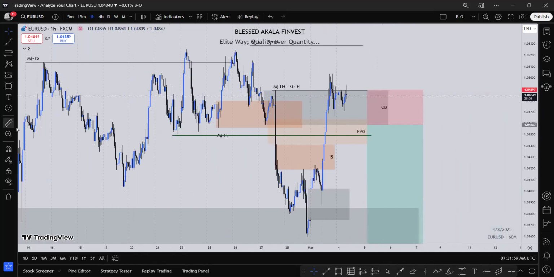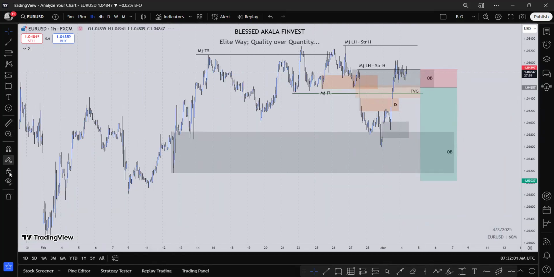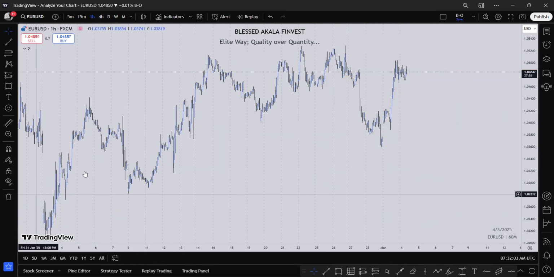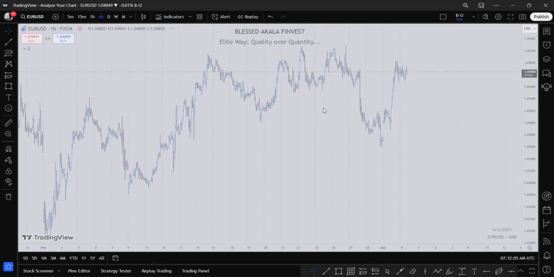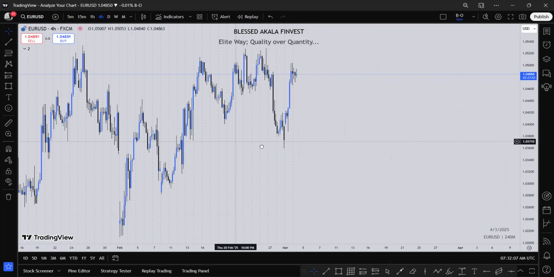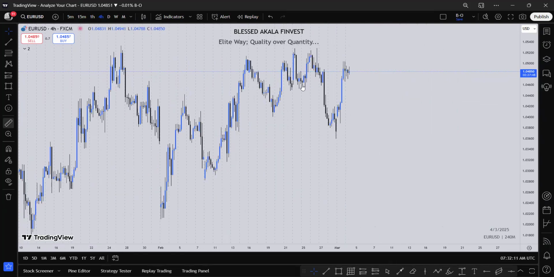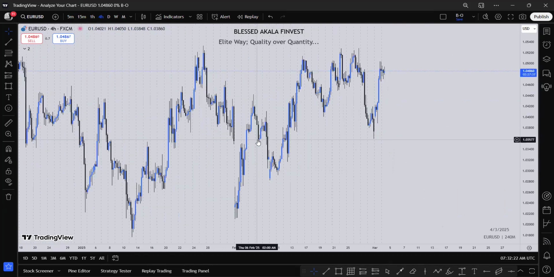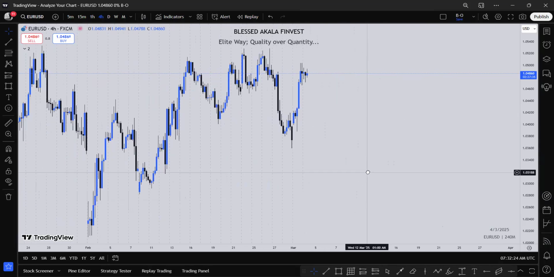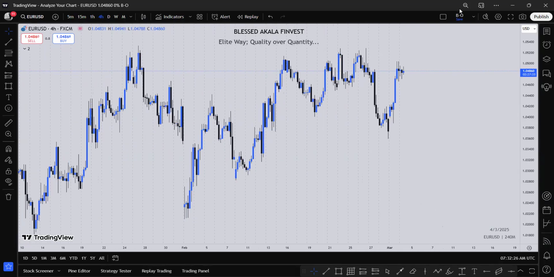So now let's start and erase our annotations and do a fresh analysis in the market. Starting from the 4 hour, what do we have here? Without going any further, let's just get from where we have something.